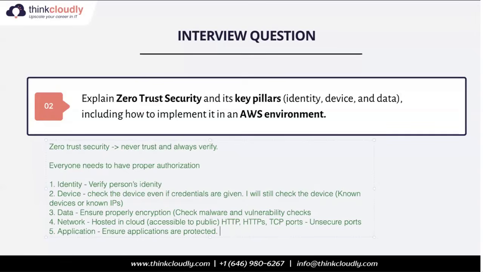And for implementing this in AWS, we use multiple services that fall under the categories of identity, device, data, network, and application. Using the AWS services which are available for these, I'm going to protect them. But our main thing when it comes to zero trust security is that you're not going to trust anyone.